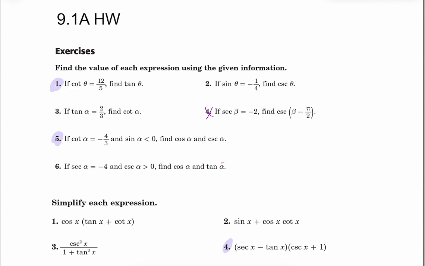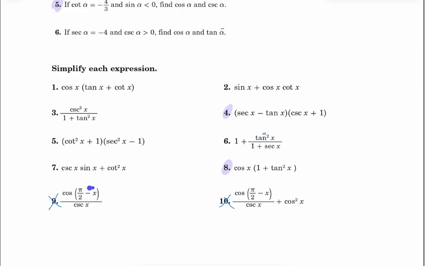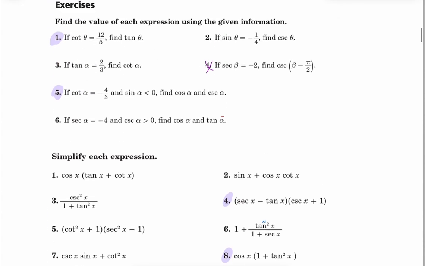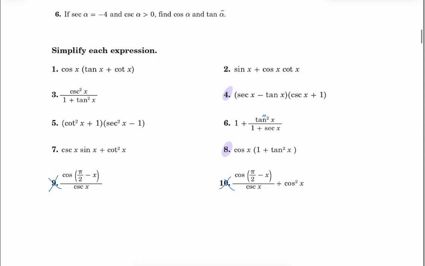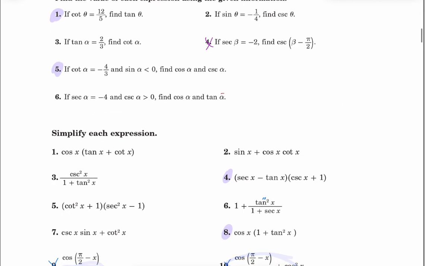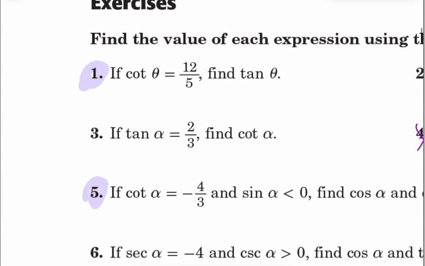So for the 9-1A homework, please skip number 4 at the top. Please skip number 9 and 10 at the bottom. Those use some identities called the co-function identities, which we haven't talked about yet. So please, again, skip number 4, number 9, and number 10. Okay. We're going to do the ones that I have highlighted because they're kind of like a different version of some of these problems. So let's take a look at number 1.